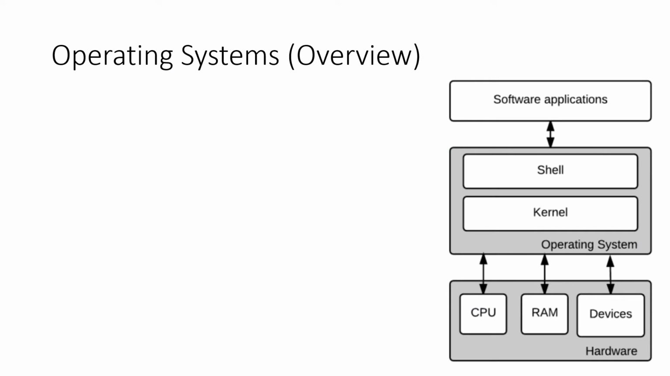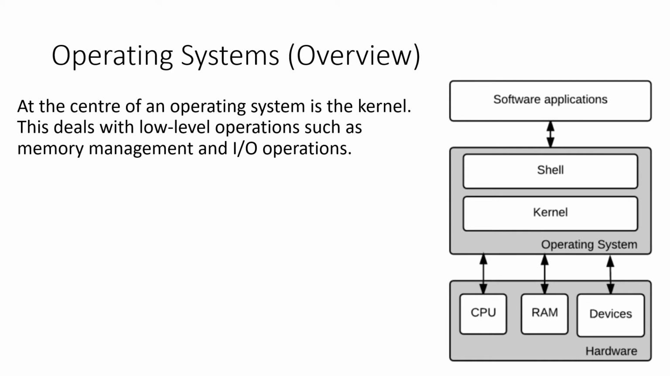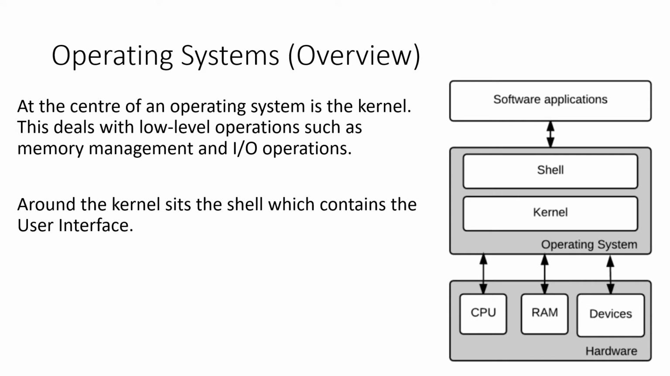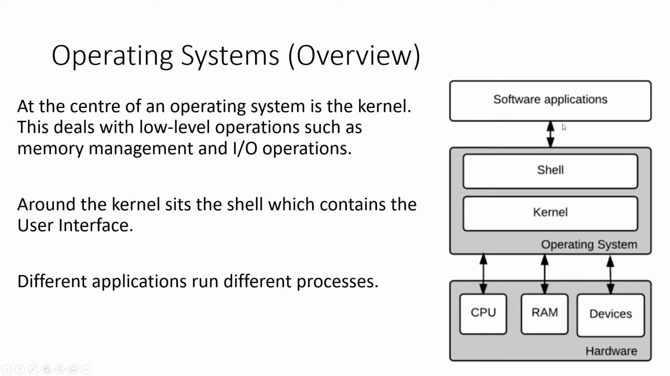This is a diagram really of a simplified operating system. At the center of the operating system is the kernel. This has low-level operations. This is dealing with hardware, dealing with interrupts, input-outputs, dealing with memory management, CPU management. Around the kernel sits the shell, and this is where the user interfaces live, GUIs, CLIs. And this operating system will also deal with the software applications. They'll be running different processes, so different programs run processes which the operating system deals with, and specifically the CPU will run different processes. We'll talk about that in a minute.